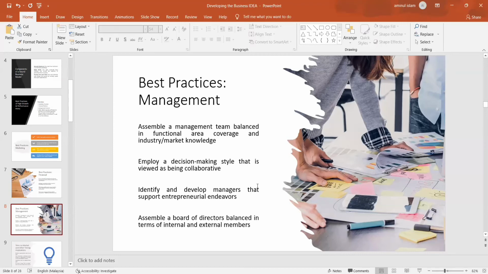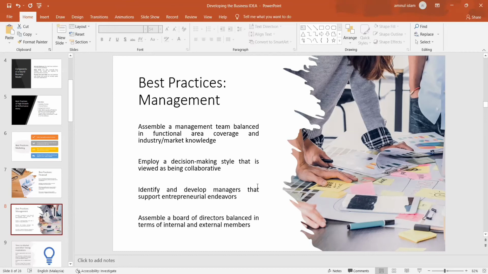Identify and develop managers that support entrepreneurial endeavors. While you are working with employees, you have to identify who are the productive, efficient, and effective ones, and then you provide additional training to make them leaders. Slowly they become the core business leaders in your company to support the operations you have.